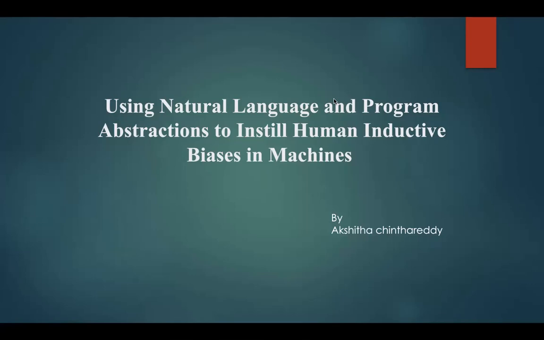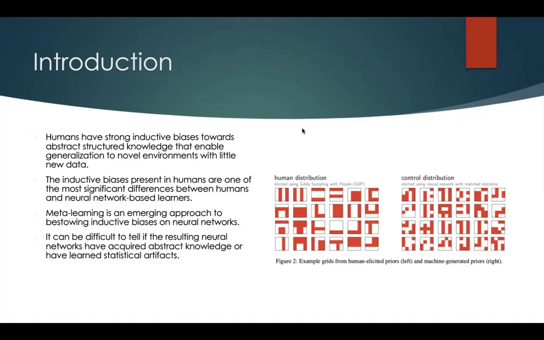Today, I would like to present a topic on using natural languages and program abstractions to instill human inductive biases in machines. In this work, we show that languages and programs can be used as repositories of abstract prior knowledge, biases of humans, that one can co-train with to elicit human-like biases in other related tasks.